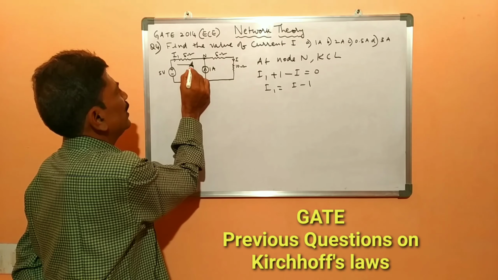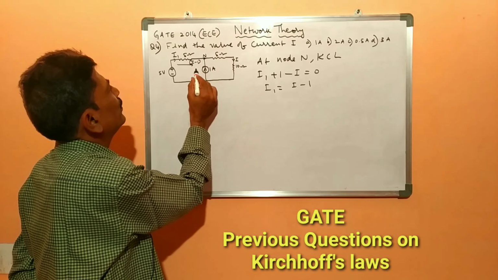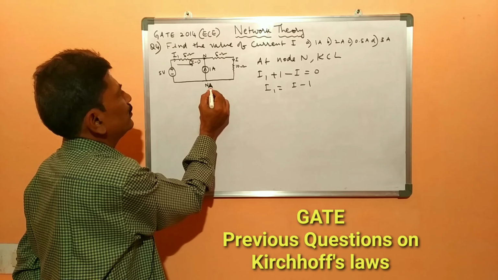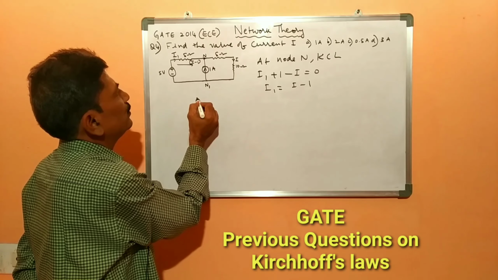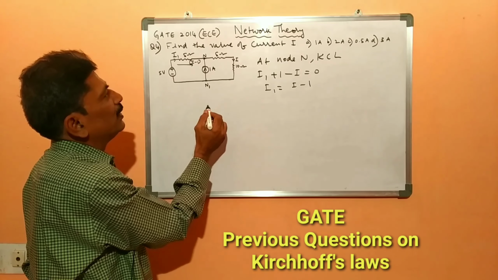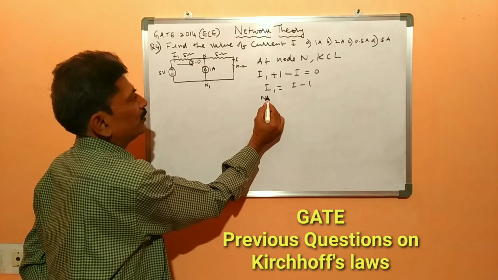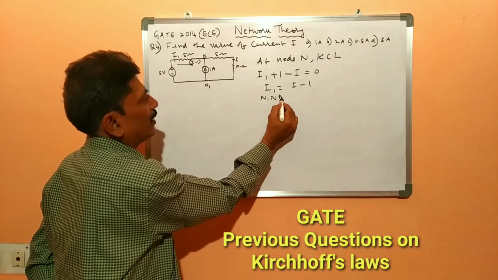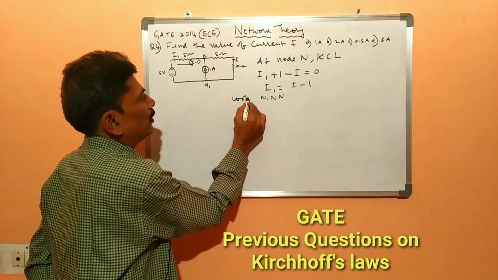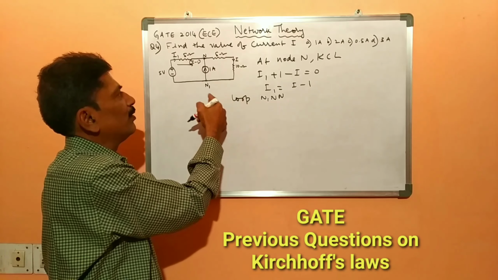Now let us apply KVL to the outer loop. Let these two nodes be N and N1. Outer loop, let us move like this: N1, N, N1. Let this be the loop. So we move from N1 to N and then to N1.